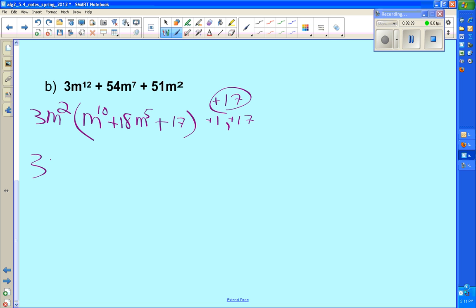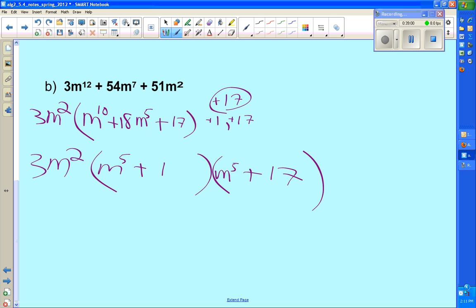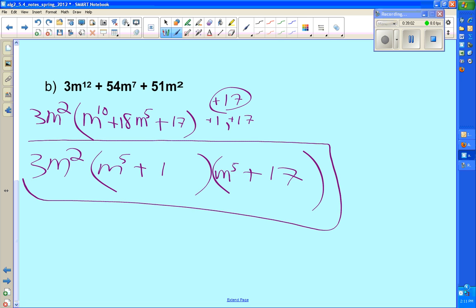So the 3m squared is part of our answer. Since this is m to the 10th, we cut it in half. We use the one in the middle, m to the 5th, m to the 5th, and we don't need any coefficients on them because this is a 1. And then it's plus 1 plus 17. We're done.